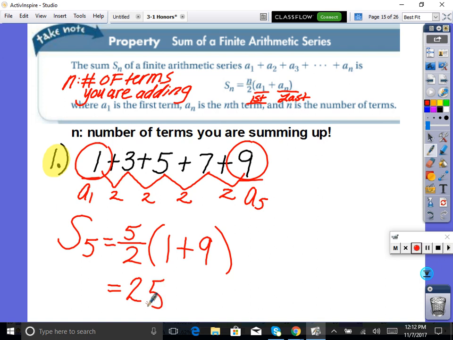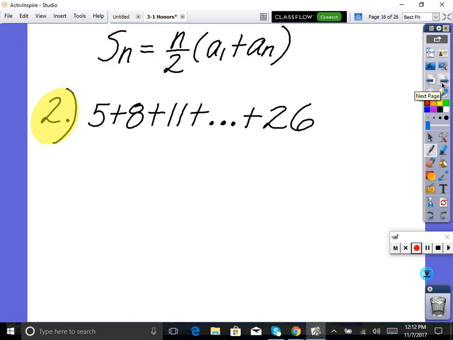25. Does everybody see? Now that one was easy because we were able to see the start and end, and it was easy to count how many terms we had. However, you're not always going to be able to see right off how many terms you have. For example, look at number 2.